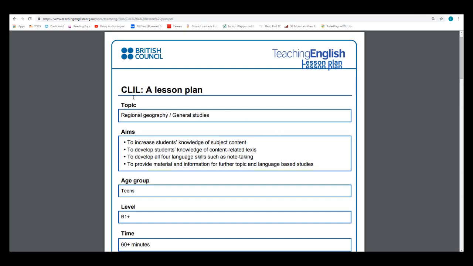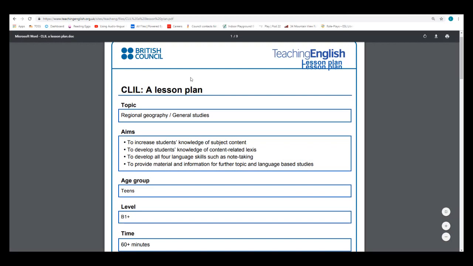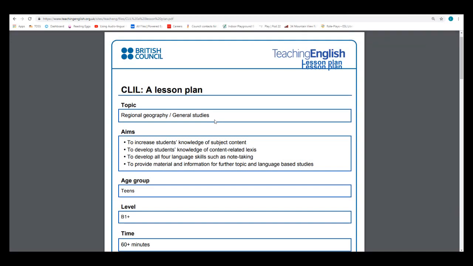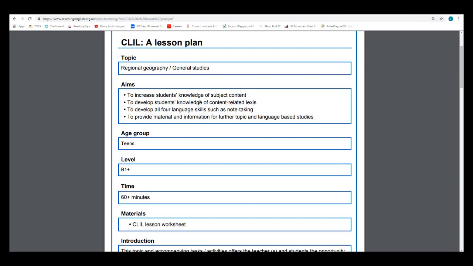So let's have a look here at a CLIL lesson plan. This is from the British Council. You can have a look at this on the internet. Our topic here is regional geography and general studies. So we're integrating language and geography. Our aims are to increase students' knowledge of the subject content, content-related lexis, language skills such as note-taking, and provide material and information for further topic and language-based studies.